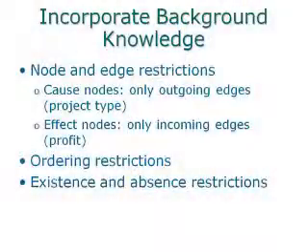Okay. So another step that we added to the PC algorithm is to incorporate background knowledge. The background knowledge was what nodes are cause, what nodes are effects. The cause node, for example, here was a project type, which we wanted to be at the top, and the effect node can be profit. And those are the node and edge restrictions.